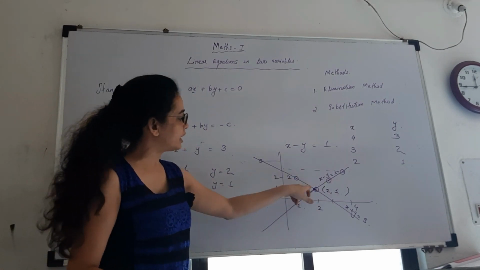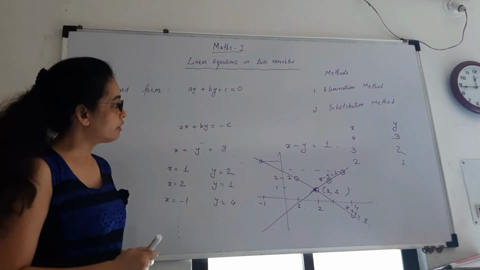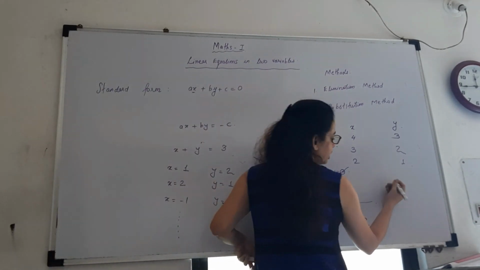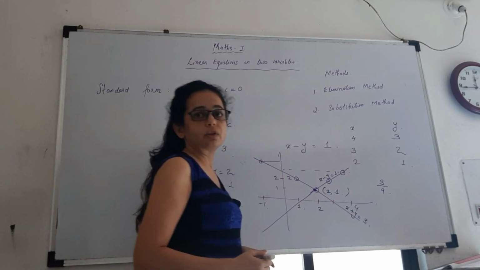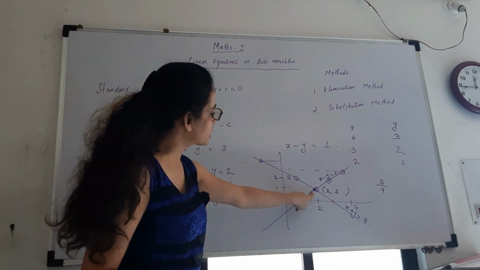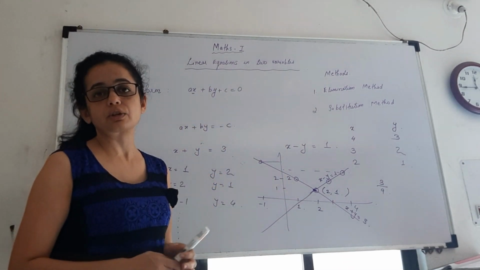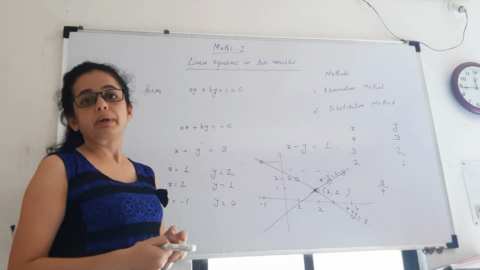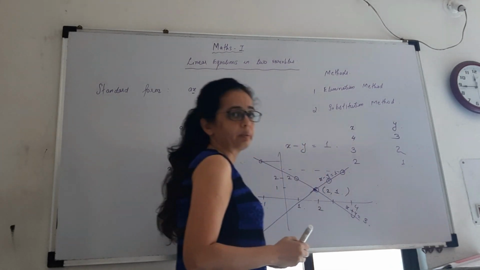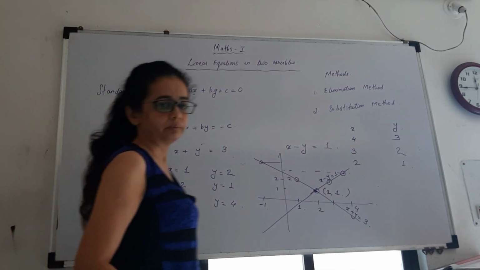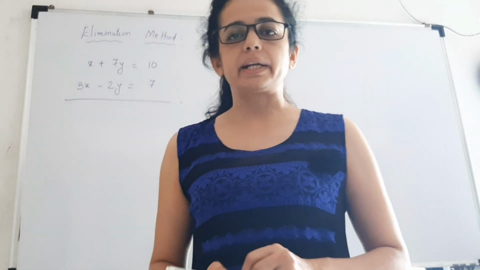By graph I can find it like this, but every time, if suppose the value comes in a fraction, like x value is 3/9, how am I going to be so precise on a graph? I cannot be so precise on the graph. And that's why the algebraic way of solving should also be known to us. Start with elimination method, which we have already seen in 9th standard.